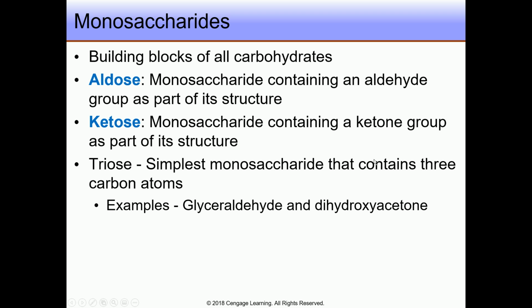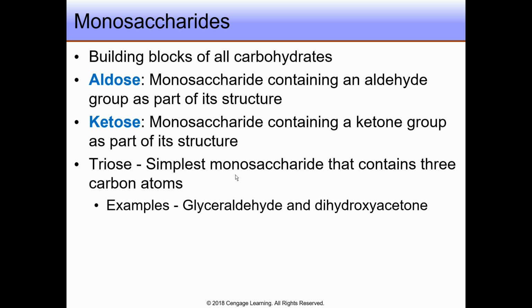Now, monosaccharides can also be defined on the basis of how many carbons they have. If they have 3 carbons, they're called trioses. If they have 4 carbons, tetroses. If they have 5 carbons, pentoses. If they have 6 carbons, hexoses. If they have 7 carbons, heptoses.